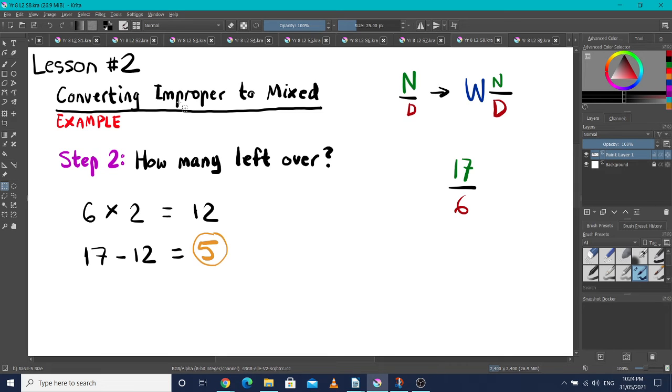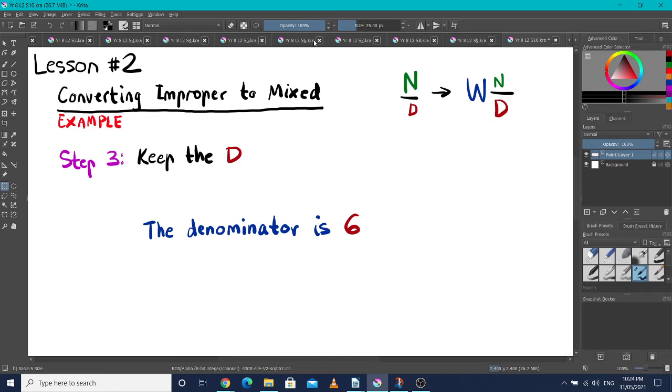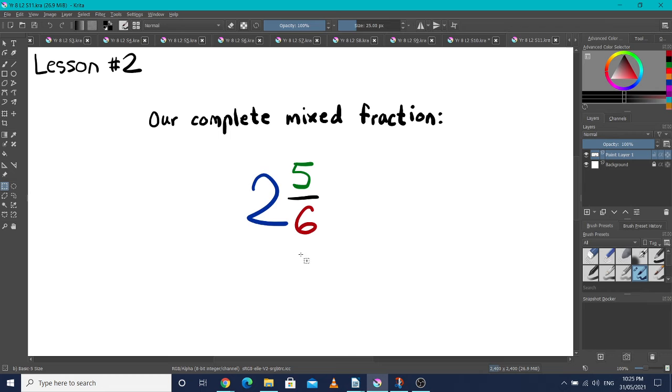Step 2 will determine our small numerator. So how many numbers are left over? 6 times 2 is 12, which we determined. And then 17 take away 12 is 5, so we have 5 left over. So 5 is the number of our small numerator. And then the final step, keeping the denominator the same. So the denominator of our improper fraction is 6. So the small denominator of the mixed fraction must also be 6, which gives us our completed mixed fraction.